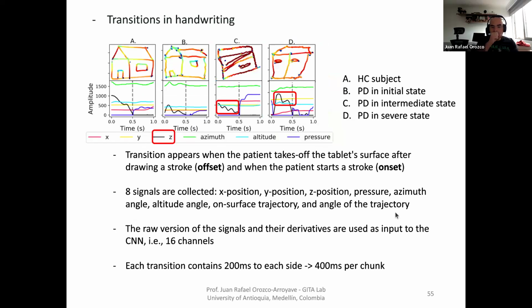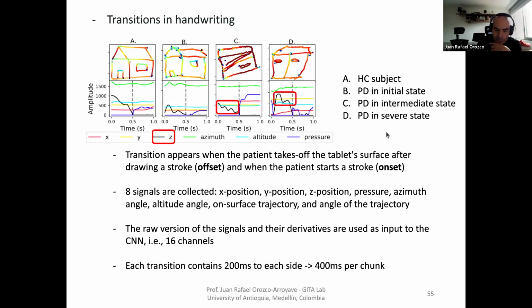In handwriting, it's not that easy to see because it's not a spectrogram, but if we focus on the Z signal, which is how high the pen is while the patient is drawing, you see that before the patient puts the pen on the surface of the tablet, there is some movement. It was already documented almost 10 years ago by Drotar, a colleague in the Czech Republic. But here, it served us as a motivation because we could observe that, not only for an intermediate state patient, but also for a severe state patient.